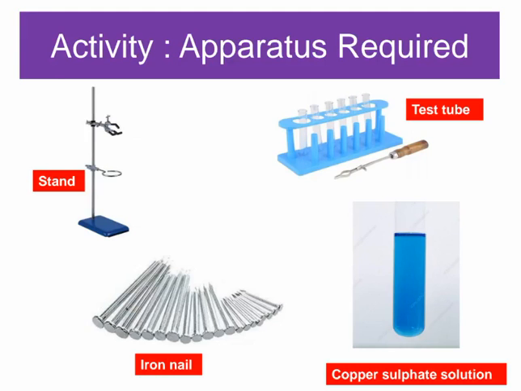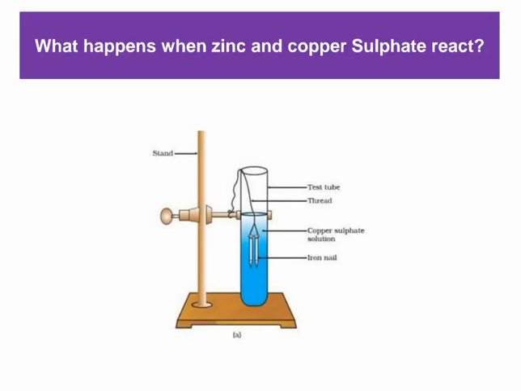Dear students, let us perform a simple activity of displacement reactions. The materials required for the activity: 1. Stand. 2. Test tube. 3. Iron nails. 4. Copper sulphate solution, which is an aqueous solution. What happens when zinc and copper sulphate react? It is a displacement reaction, and it is done in many steps.